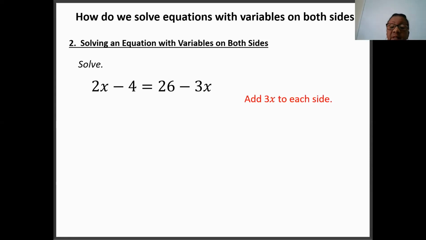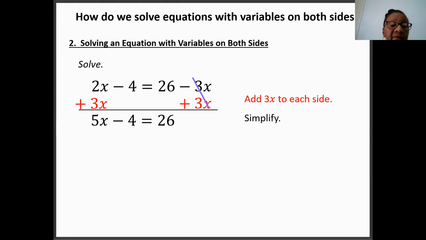Using our steps, we can add 3x to each side. When we add 3x to each side, our working should look like this. And as we simplify, we notice that the minus 3x is gone. And now we can simplify, and we now have 5x minus 4 is equal to 26.